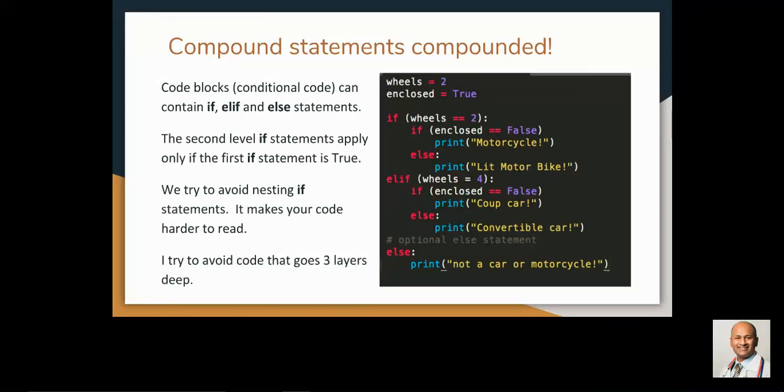Then you can add another conditional code block here, testing if it's an enclosed space or not. So in this case, if the wheels are 2, then we're going to test if it's enclosed or not.